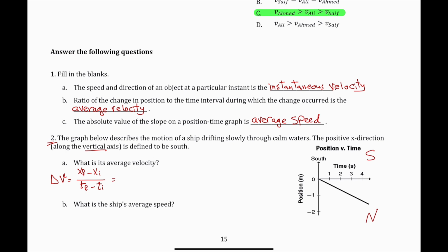So let's get 2 points. We'll take these points here, these 2 points. This is the first one. And let's take for 1.